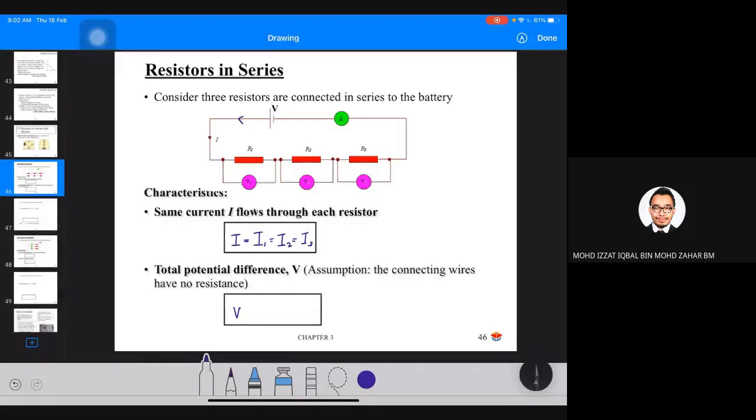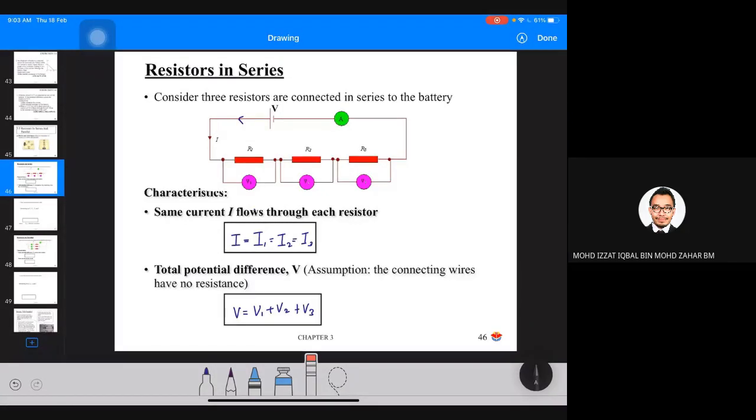And then you substitute V equals to IR. So if we are talking about the whole circuit, that means IR effective equals to IR1 plus IR2 plus IR3. Okay, this one because V equals to IR effective. If you are talking about the whole circuit, if you are talking about across the first resistor, it will be IR1. Second resistor, IR2. Third resistor is IR3.